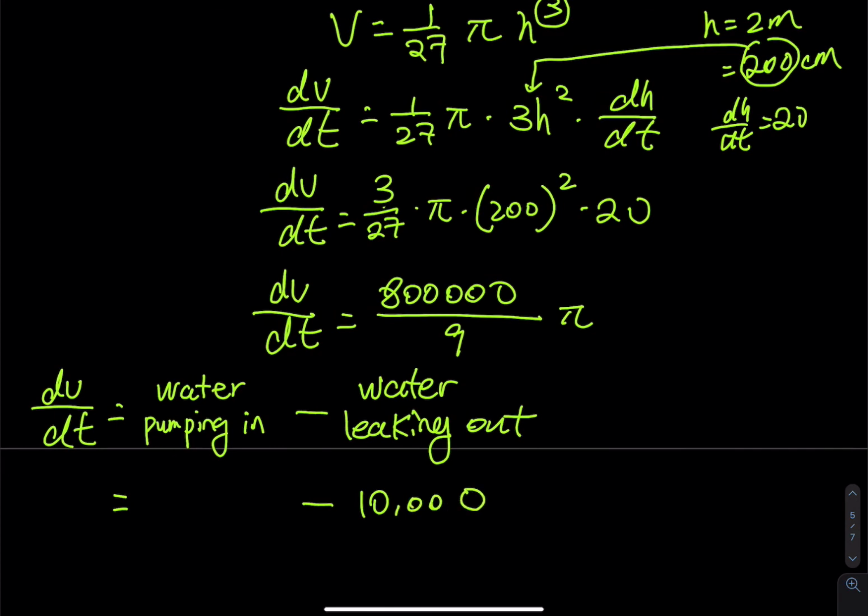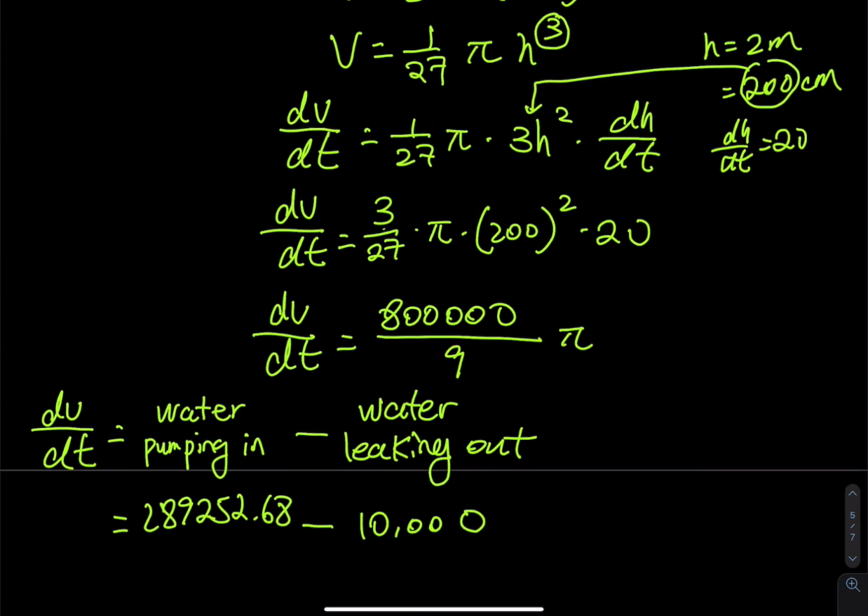And then what is coming in? Coming in is this one, so you have to evaluate 800,000 over 9 times pi. That is around 289,252.68 if you evaluate that using your calculator. Take that, subtract 10,000, and that will be your answer. All right, so that is the answer to this question. I'll see you all in the next one.